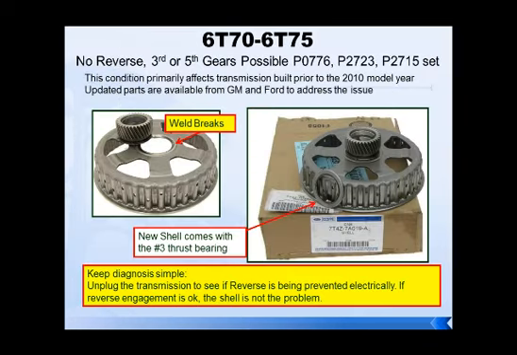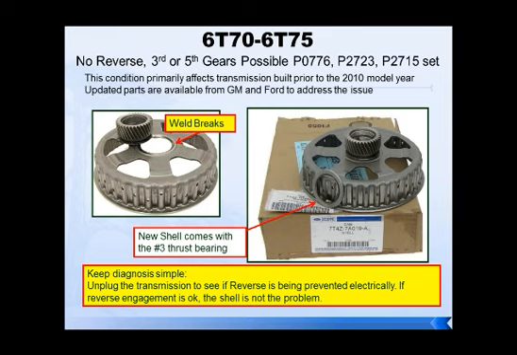This is a real common issue on transmissions built prior to 2010. As you can see, we got some trouble codes that can pop up. 776 is the most common one, 2723, and so forth. You're going to have a loss of some gears: reverse, third, and fifth gears. What we're going to have you do first off, guys, is simply pull the electrical connector. If you pull the electrical connector, we want to see if the transmission has reverse or not. If reverse engagement is okay, the shell is not the problem. If reverse engagement is not okay, then we're going to go after the shell.